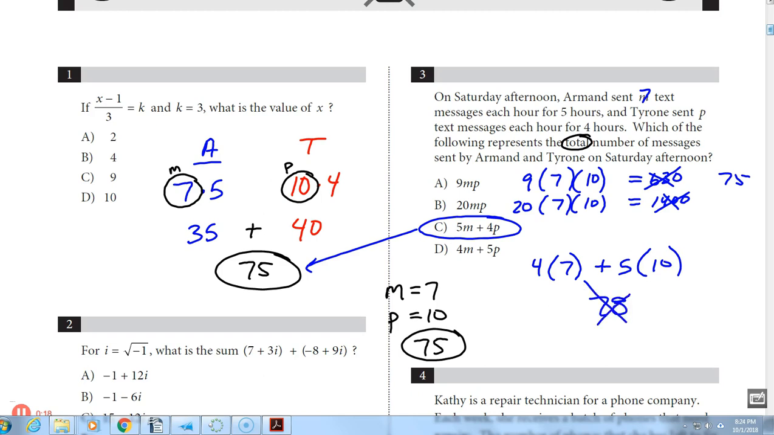So another way you could do it is pick your own numbers if you don't like the letters, if they distract you. I use that strategy quite often.